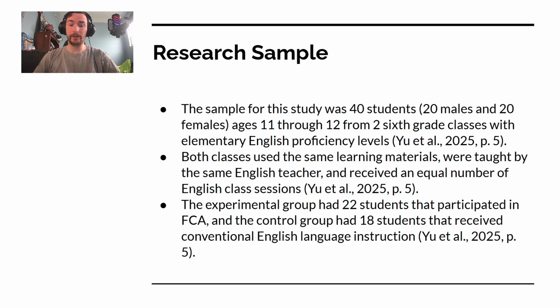The sample included 40 6th grade students, ages 11 through 12, 20 males and 20 females with elementary English proficiency. Both classes used the same materials, were taught by the same teacher, and had the same number of instructional sessions. The experimental group, with 22 students, experienced the flipped classroom approach, while the control group, with 18 students, received conventional instruction.